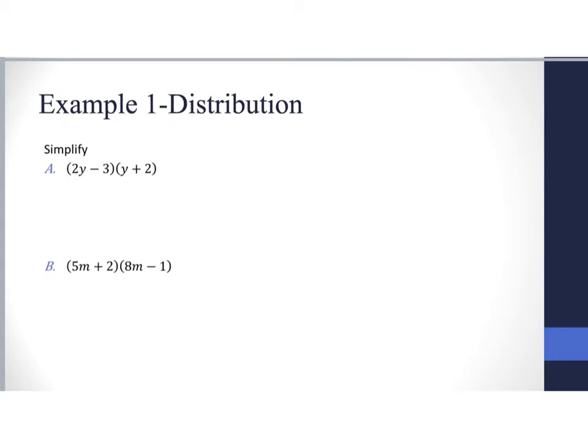So when we look at example 1, remember the distributive property means that you take a term, so in this case I'm going to take this 2y and I'm going to distribute or multiply it by everything in the second binomial. So I have 2y times y, which is going to give me 2y squared, and then I'm going to have 2y times 2, and that's a positive 2, so this is going to become plus 4y.